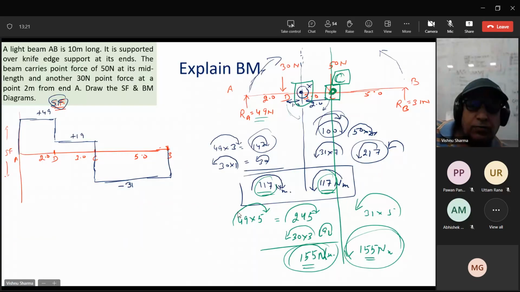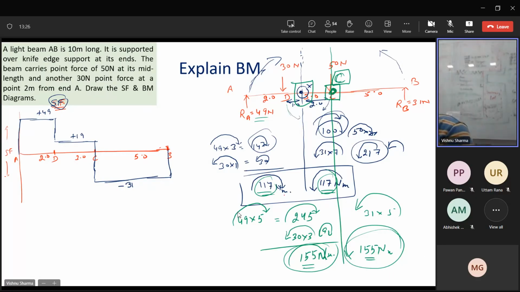Guys, have you understood what I have said? I am trying to say that 117 Newton meter is tending to bend the beam at X, and 155 Newton meter is tending to bend the beam at C. So 117 Newton meter is the value of the bending moment at X, and 155 Newton meter is the bending moment at point C. Agreed, guys? Understood better? Okay.